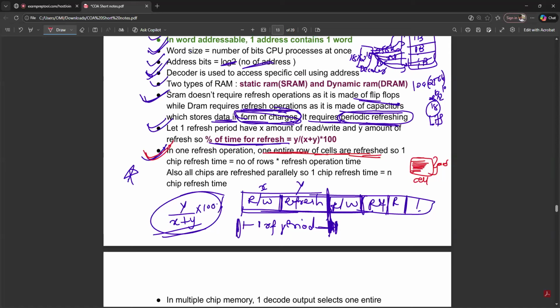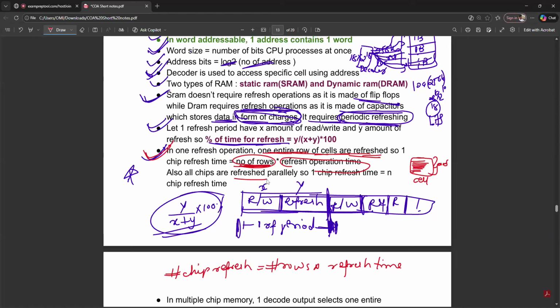So what is the chip refresh time? How many total rows are there? Total rows times refresh time. Chip refresh time equals total rows times refresh time.